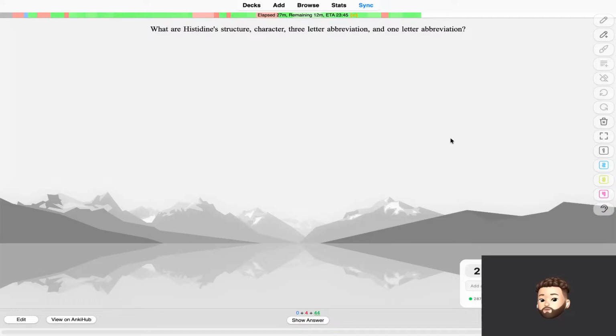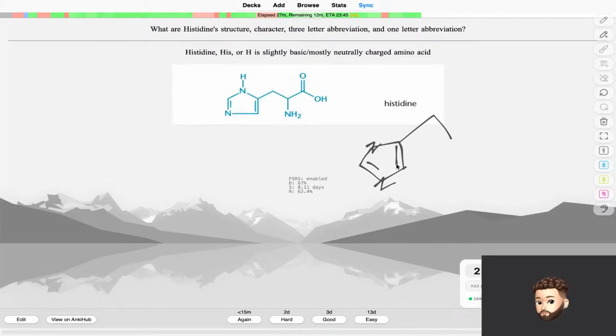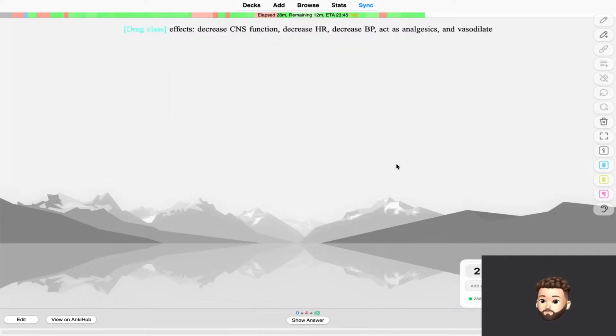Histidine structure is boom, boom, boom, boom, boom, boom, boom. We're gonna go N, N, and both of these are gonna point toward the corner. Okay. Opiates slash opiates.